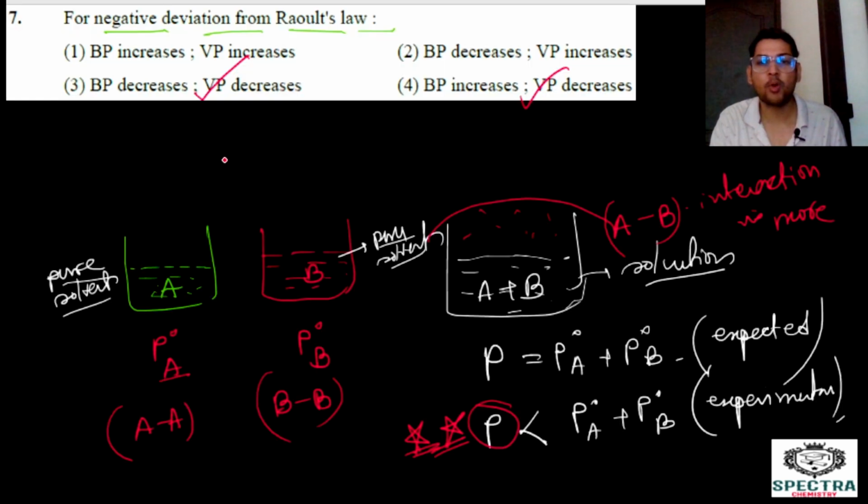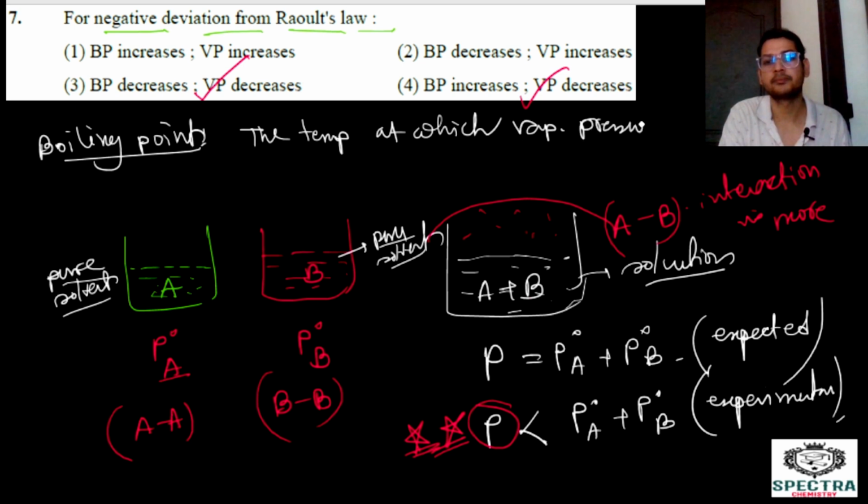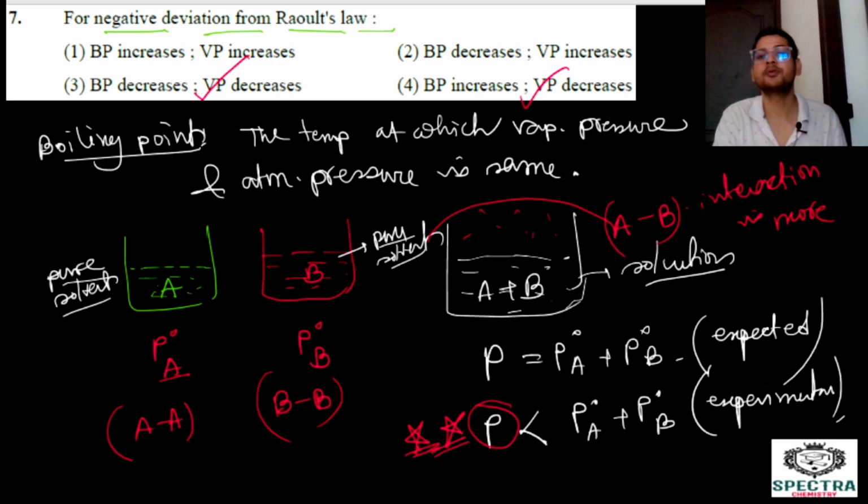But sir, what about boiling point? You know boiling point. What is the boiling point? Tell me what is boiling point. Boiling point is the temperature at which vapor pressure and atmospheric pressure are the same, right? Now you see your vapor pressure, let me just change the color.